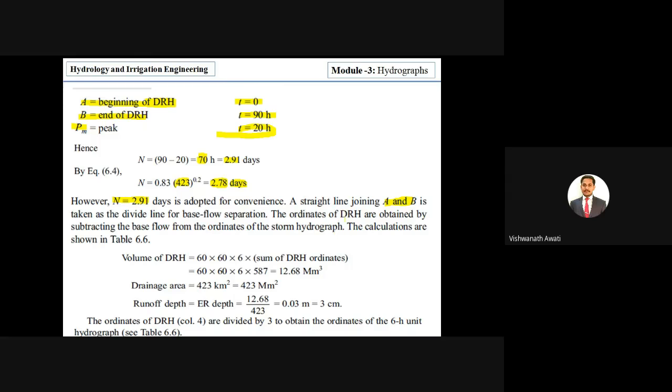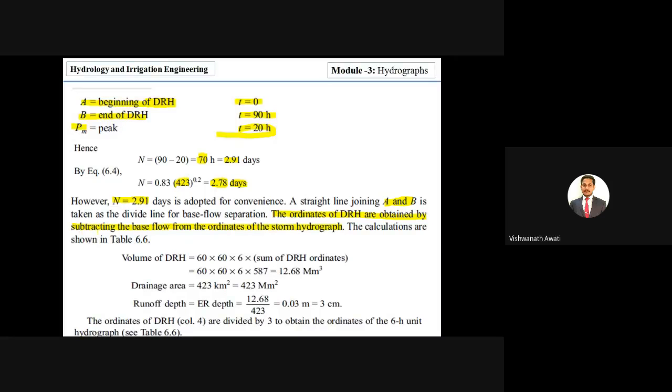The ordinates of the direct runoff hydrograph are obtained by subtracting the base flow from the ordinates of the storm hydrograph. This sentence is very important. So how are we getting the ordinates of the direct runoff hydrograph? By this consideration: the ordinates of the direct runoff hydrograph are obtained by subtracting the base flow from the ordinates of the storm hydrograph.